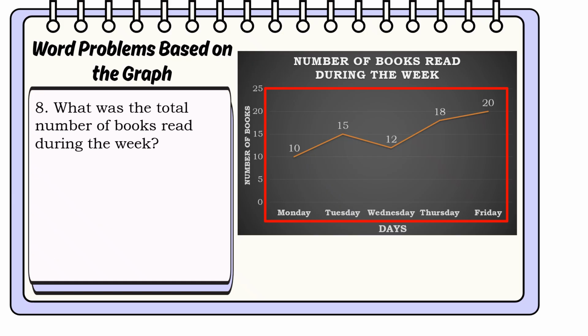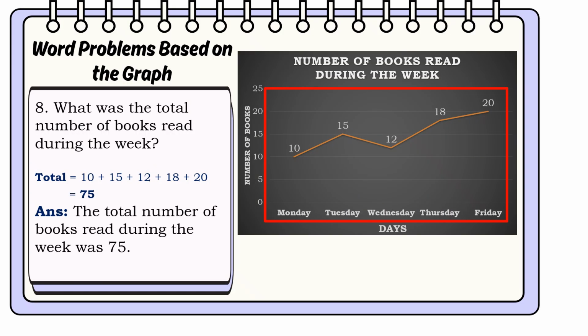What was the total number of books read during the week? So what is our clue word? Yes, you are right. There's the word total. So what operation are we going to use? Yes, addition. So we're going to add all the number of books read from Monday to Friday. So we have 10 plus 15 plus 12 plus 18 plus 20, and the answer is equal to 75. Therefore, the total number of books read during the week was 75.